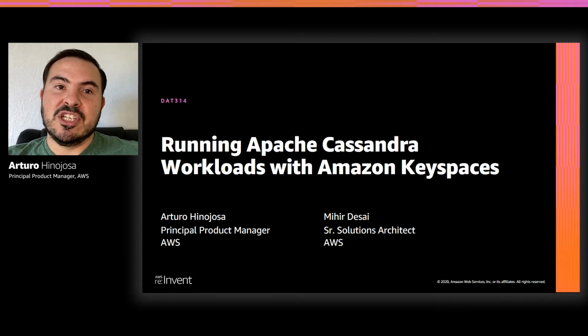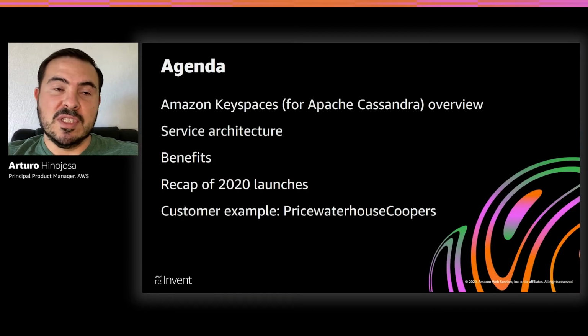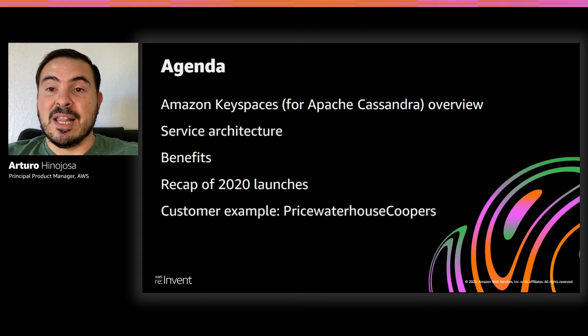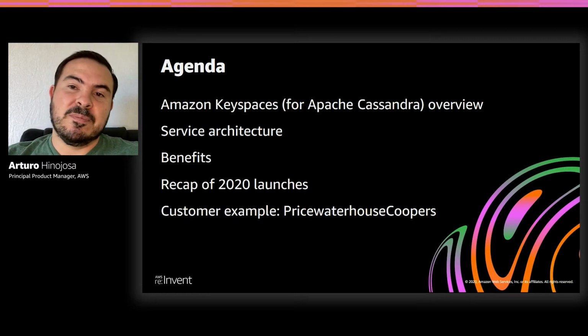During today's presentation, we're going to talk about Amazon Keyspaces by providing you a quick overview of the service. We'll talk about its service architecture, the benefits of Amazon Keyspaces, as well as provide a recap of the launches for Keyspaces we had over the last year. Then Mihir is going to talk about how one of our customers, PricewaterhouseCoopers, is using Amazon Keyspaces to store its data for one of its applications.